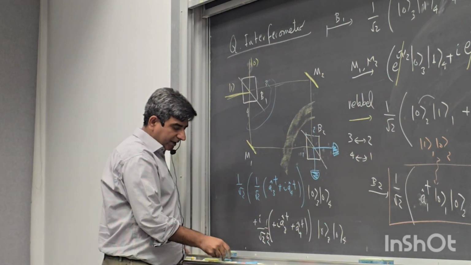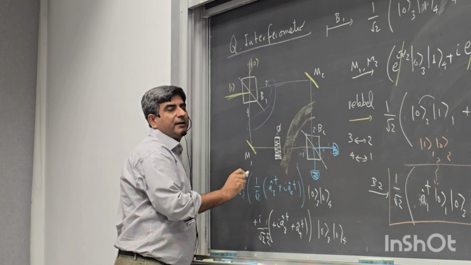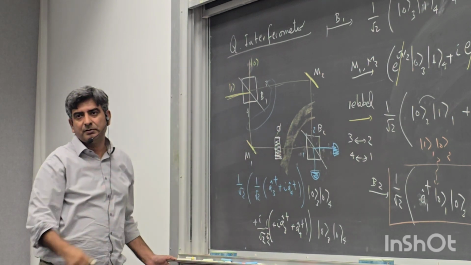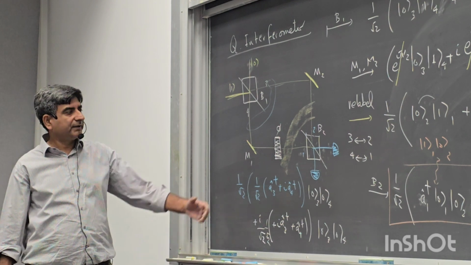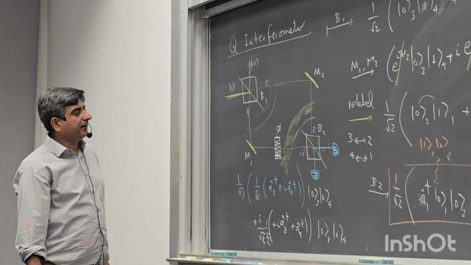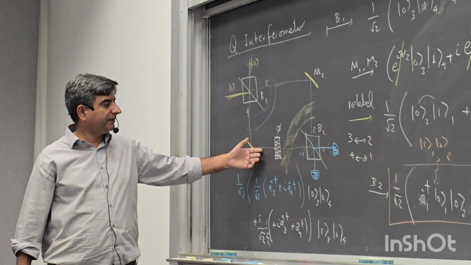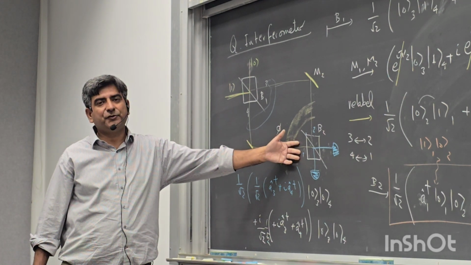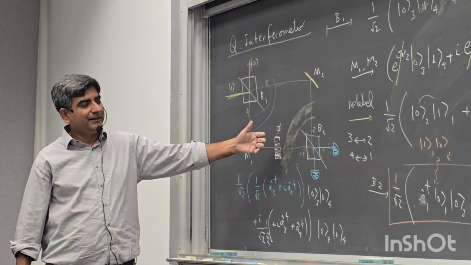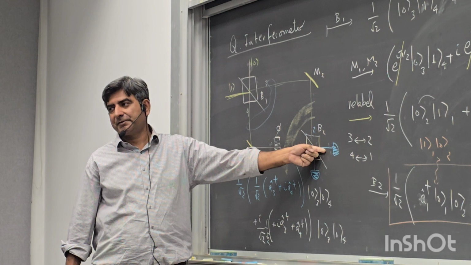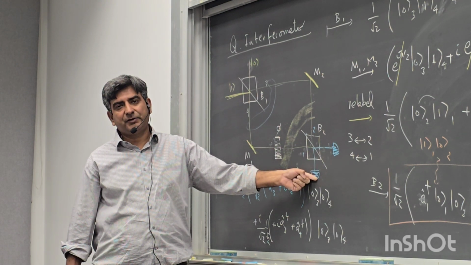If I were to put here a medium, say phi, which produces a phase shift. So whenever there is a photon in this path, it gives you phase shift e^{iφ}. I would like you to do this as a homework. Then the probability that this detector is going to click is cosine square phi by 2, and this probability is going to be sine square phi by 2.